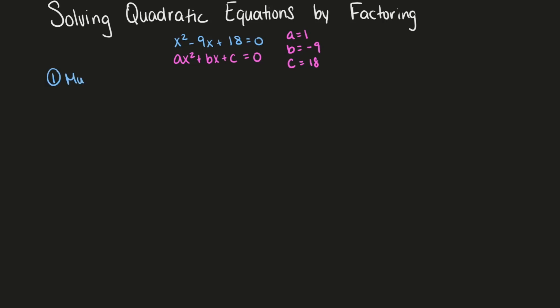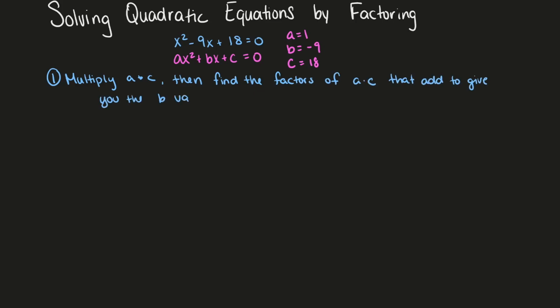So our first step when we're solving by factoring is to multiply our a and c terms, find the factors of a times c, and whichever factors of a times c add to give you b are going to give you our factors. So we already found our a, b, and c earlier. So our a times c is going to be 1 times 18, which is equal to 18. The factors of 18 are 1 and 18, 2 and 9, and 3 and 6.